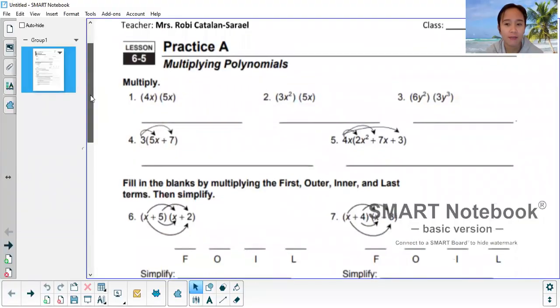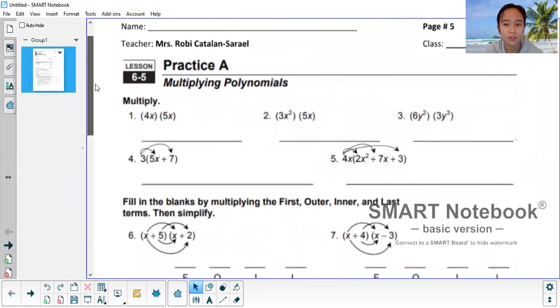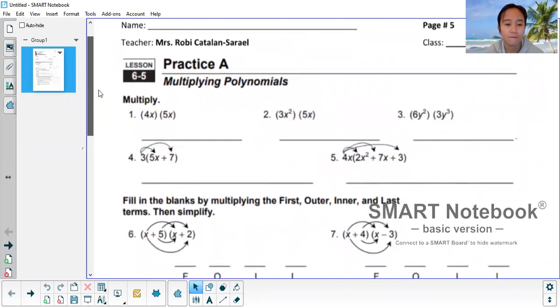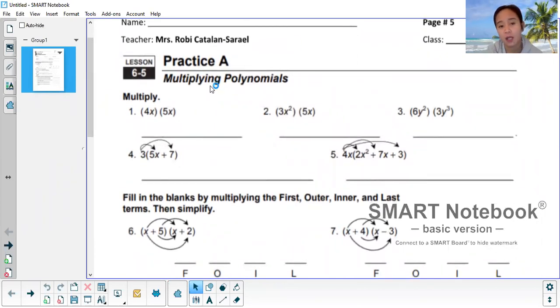Hi guys, so this is a guide for activity page number 5, okay? I will share what that looks like here. Make sure that you have this copy. This is the 5th activity that you should have. When you're multiplying polynomials, I already have a lesson tutorial about multiplying polynomials, but this one, I will guide you on how to do this one, okay?